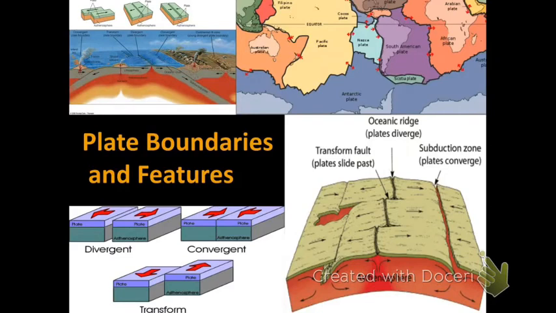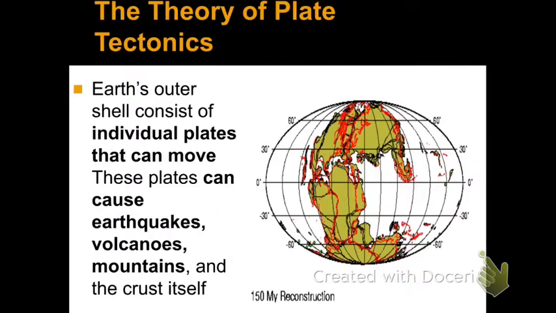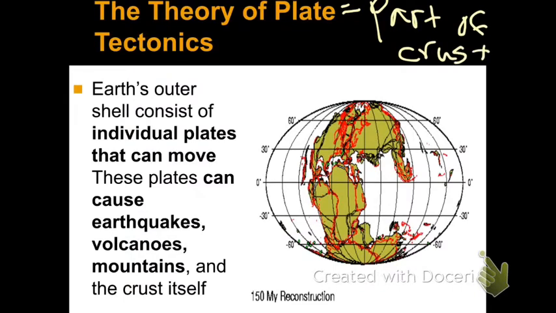So first, let's look at the theory of plate tectonics. With plate tectonics, we're simply saying that there are different plates, and these plates are simply parts of the crust. So that's all that a plate is talking about, a part of the crust. So a plate equals part of crust. So there's different sections of the crust, parts of the crust, that's what we call plates, and they move. We already looked at that from continental drift.